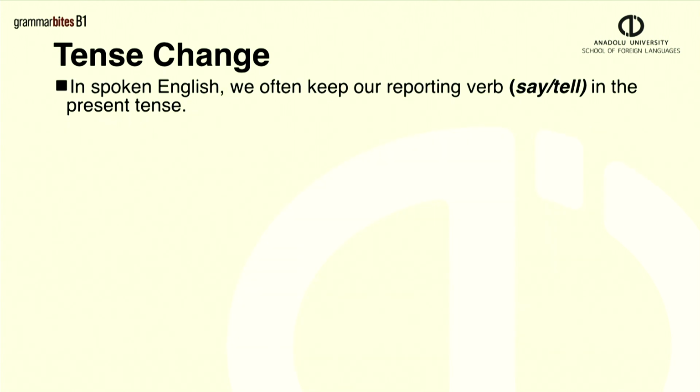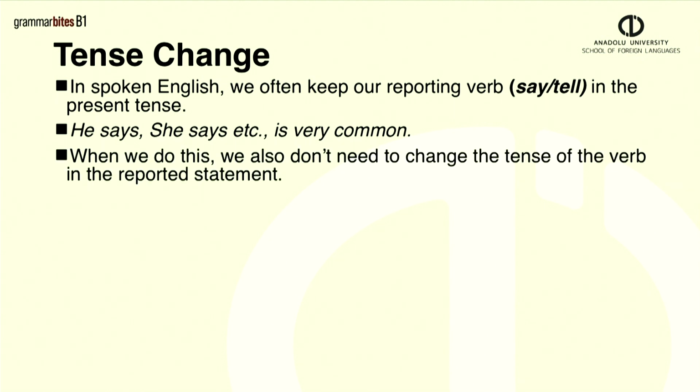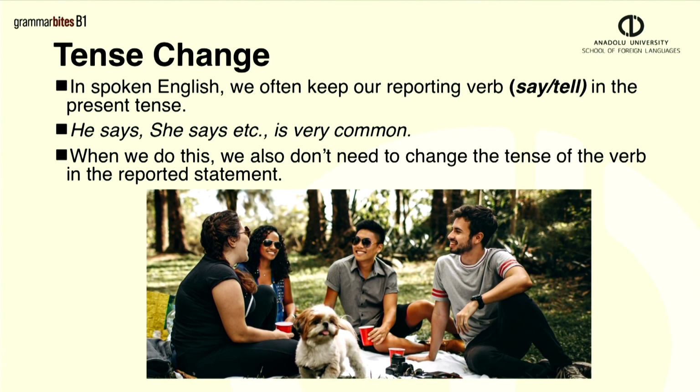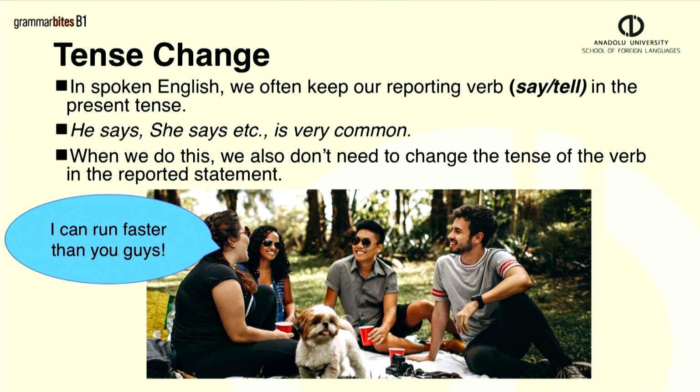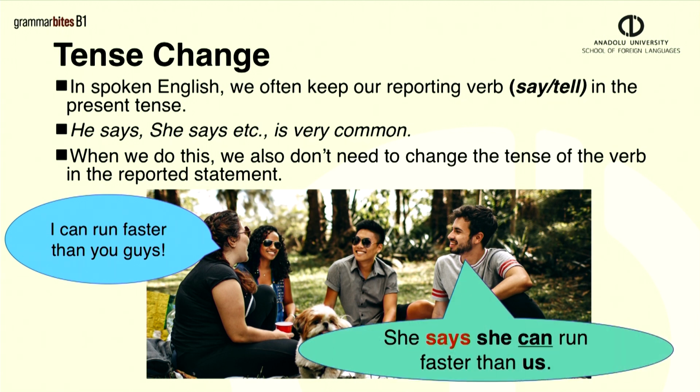In spoken English, we often keep our reporting verb say and tell in the present tense. When we speak, starting to report speech with he says or she says is very common. When we do this, we don't need to change the tense of the verb in the reported statement. Here's an example. I can run faster than you guys. She says she can run faster than us. But remember, this is informal spoken English.